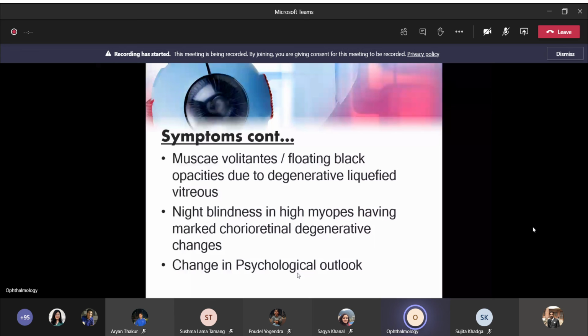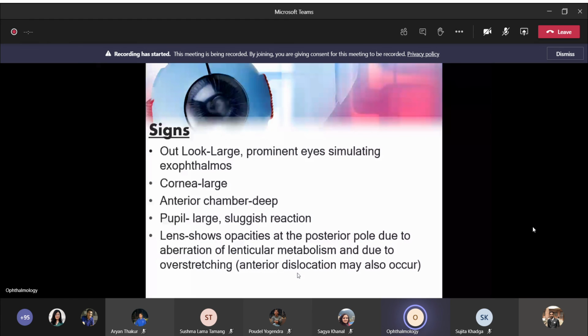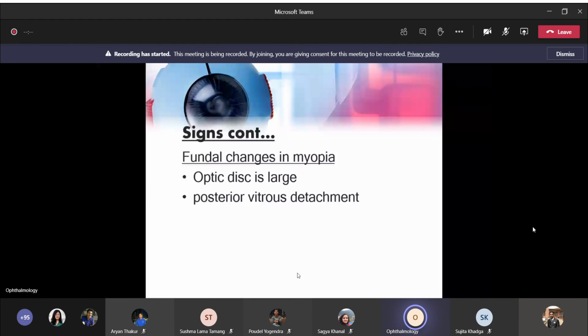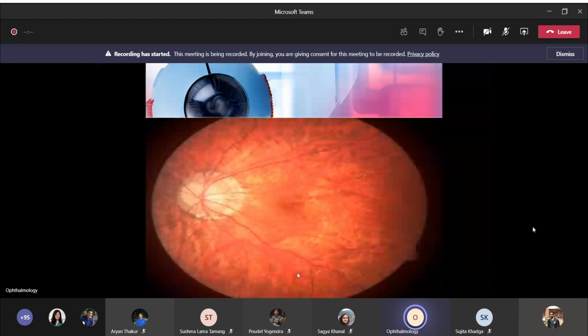Now, the signs of myopia: when the axial length and the overall eyeball increase, the outlook becomes large, with prominent eyes simulating exophthalmos. The cornea becomes large, the anterior chamber is deep, and the pupil becomes large and sluggish in reaction. The lens shows opacities occasionally. Vitreous detachment also occurs due to excessive lengthening of the eyeball. So this is how a myopic patient's fundus looks.